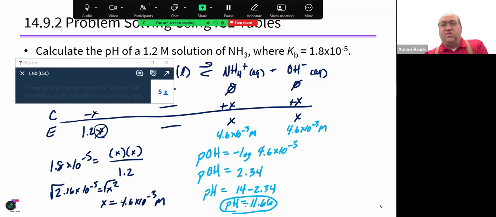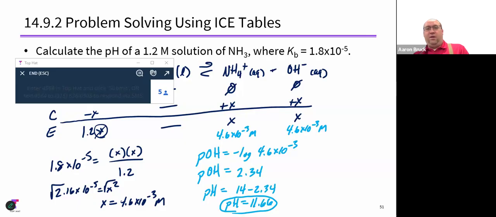So the pH of this solution is actually expected to be 11.66, not 2.34. And the thing that you have to remind yourself of is that if I'm dealing with a base, pH ought to be greater than 7.